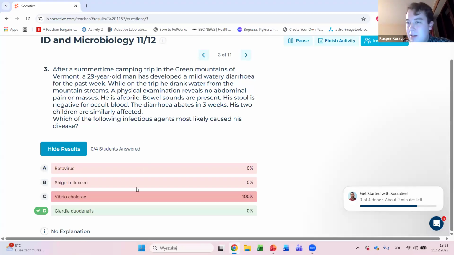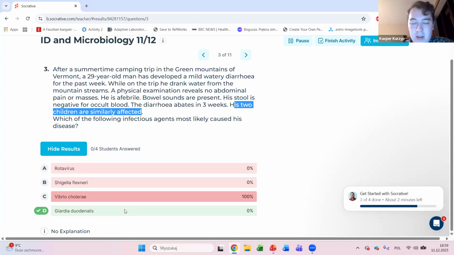Again, not a bad guess, but let's go through. So you have a 29-year-old man in the Green Mountains of Vermont. He drank water from the mountain streams, which makes you think of something that lives out in the wild. And then we have no abdominal masses, afebrile, bowel sounds present. Seems relatively mild. Stool negative for occult blood, which is good. It abates in 3 weeks. 2 children similarly affected. What is the most likely cause?